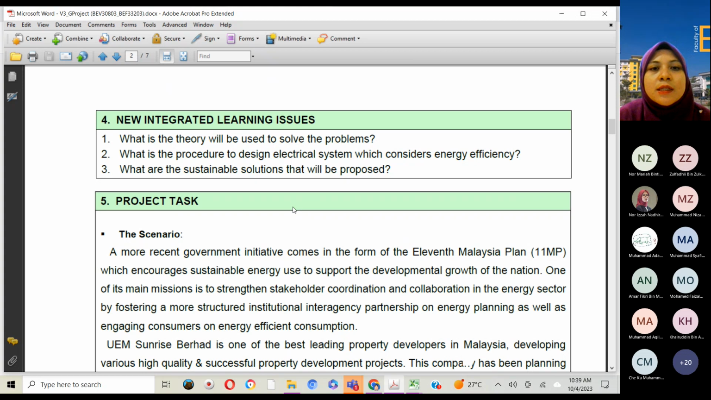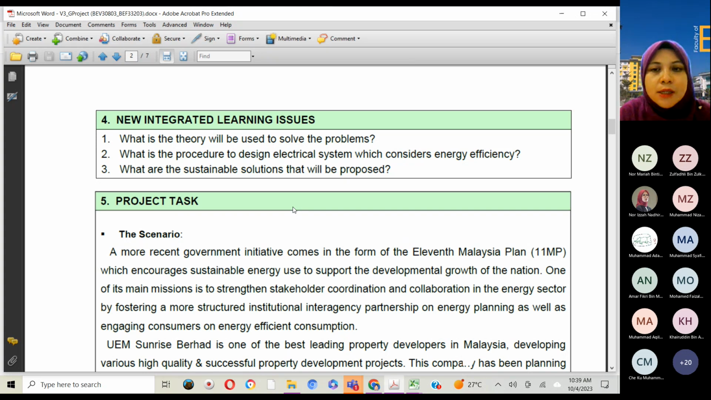So the first one is what is the theory that will be used to solve the problems. We will give you the problems, then you have to come up with what is the theory that we use. The second one, what is the procedure to design the electrical system which considers energy efficiency? So what is the procedure? You have to know what energy efficiency is.